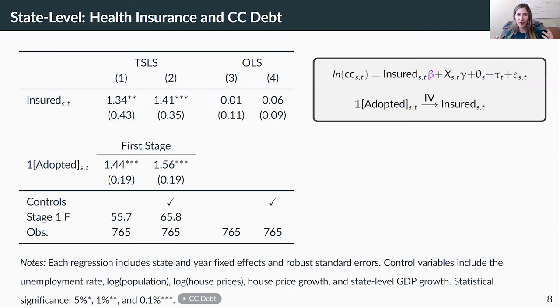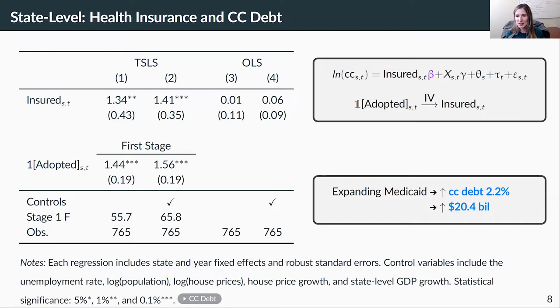Now, just to help think about the magnitude here, so expanding Medicaid, if we multiply the first and second stage here, because the first stage is telling us about the implied effect of adopting on the insured share of the population, what this implies is that expanding Medicaid led to a 2.2 percentage point increase in households' credit card debt. Relative to the stock of credit card debt outstanding, this corresponds to about a $20 billion increase in overall credit card debt.